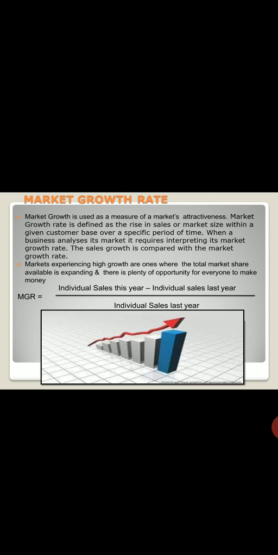So the formula for market growth rate is individual sales this year minus individual sales last year, divided by individual sales last year. So if we take the difference between the sales generated by your company this year and last year, and then divide it by last year's sales, it will tell you whether your company's growth rate has increased or decreased.